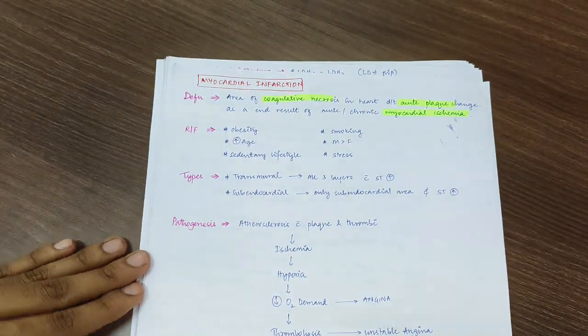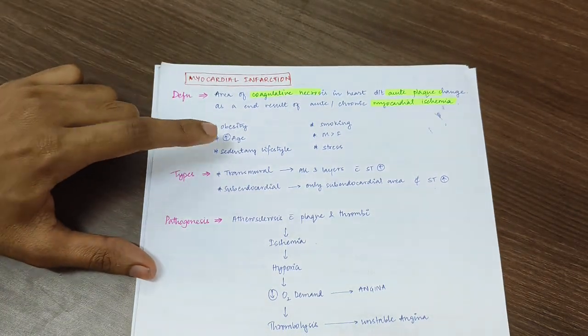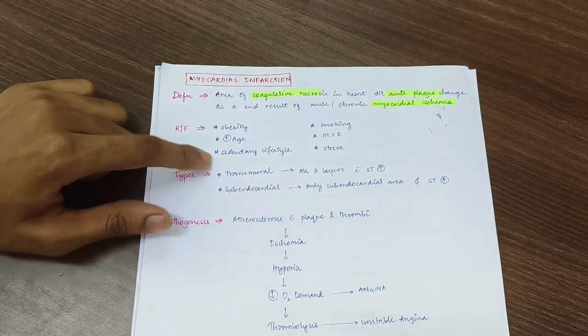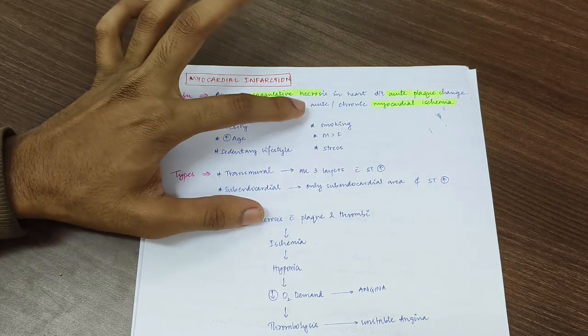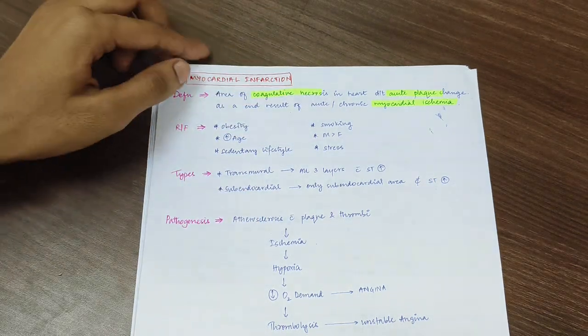Next, coming to the risk factors. So what are the risk factors? Basically obesity, increase in the age, that is old age, sedentary lifestyle without any activity, smoking, males comparatively more than females because of history of smoking, and stress. These are the things which will lead to myocardial infarction.